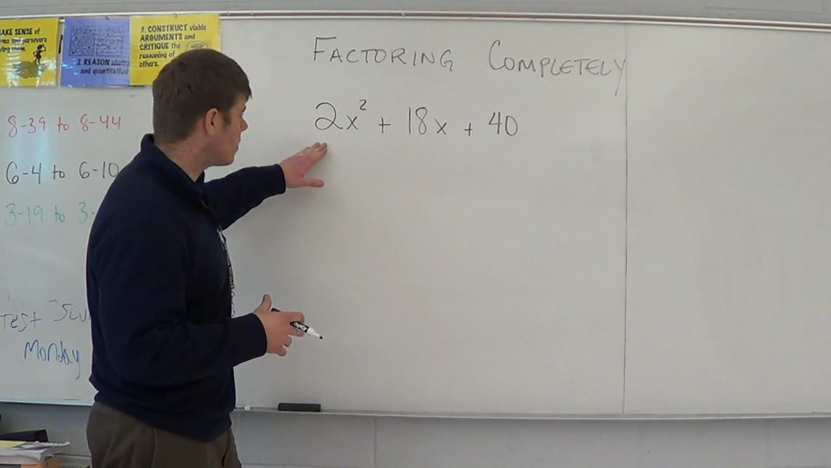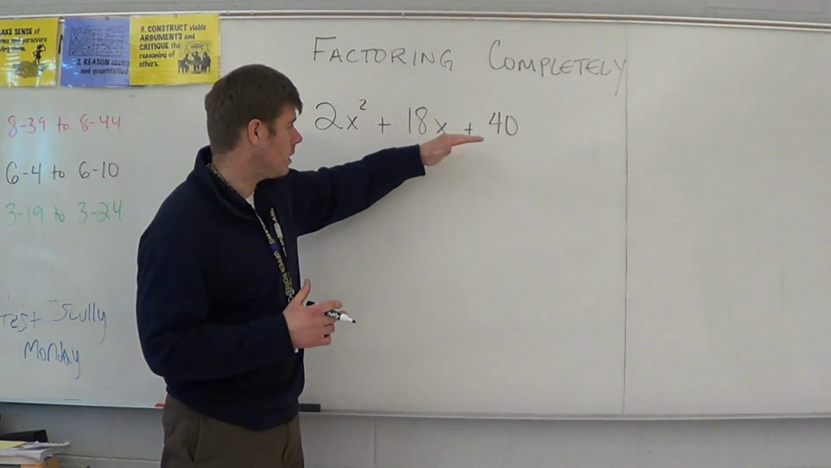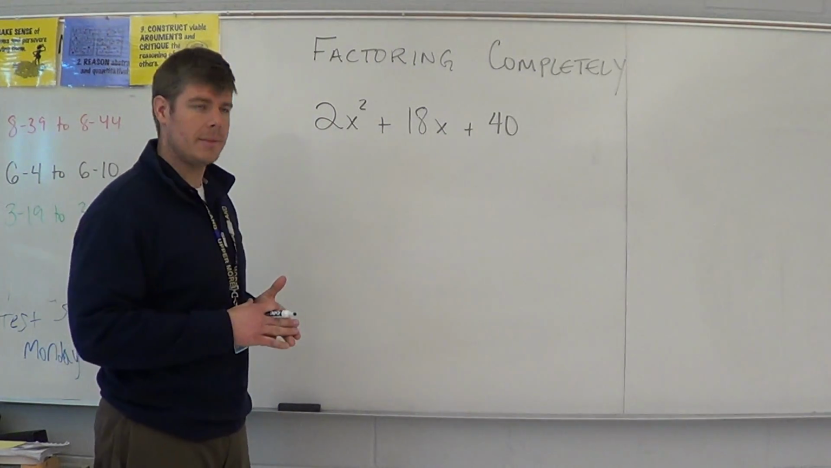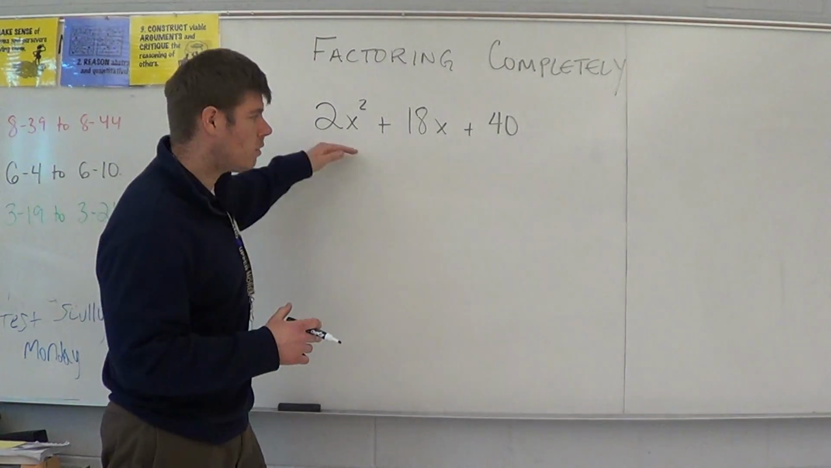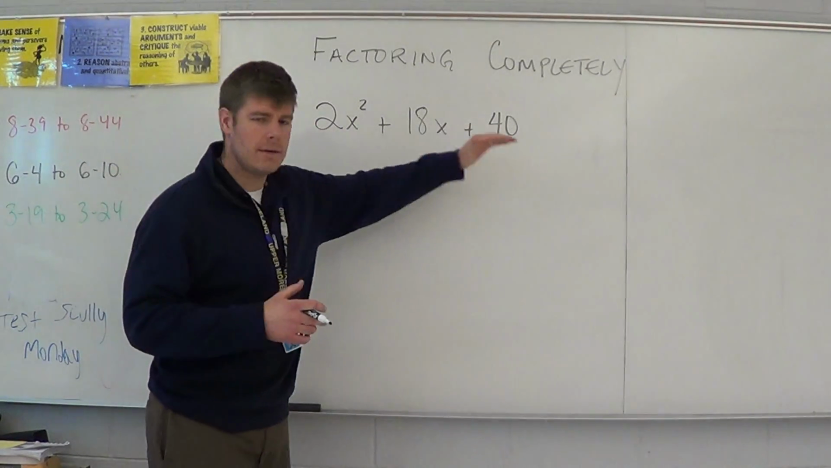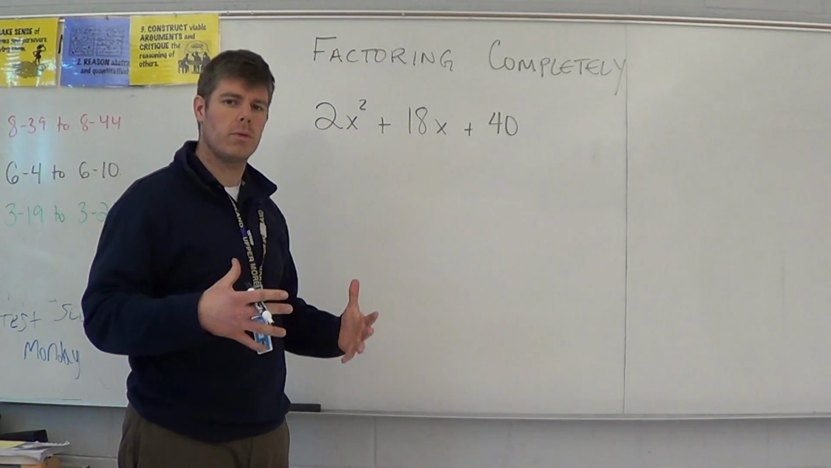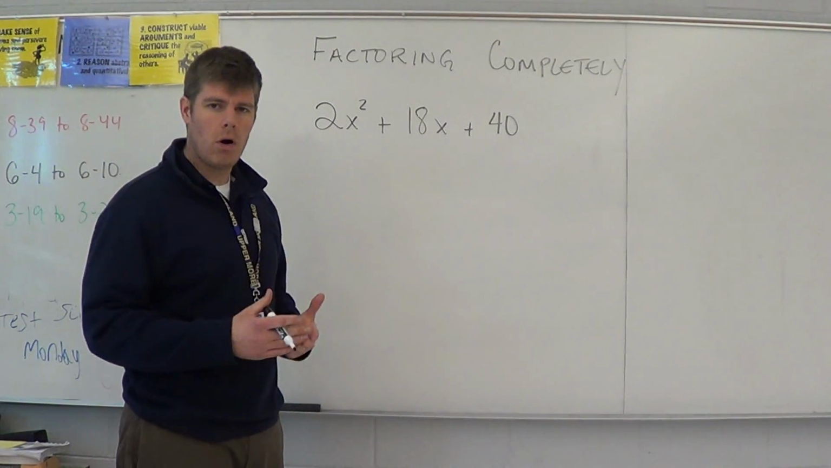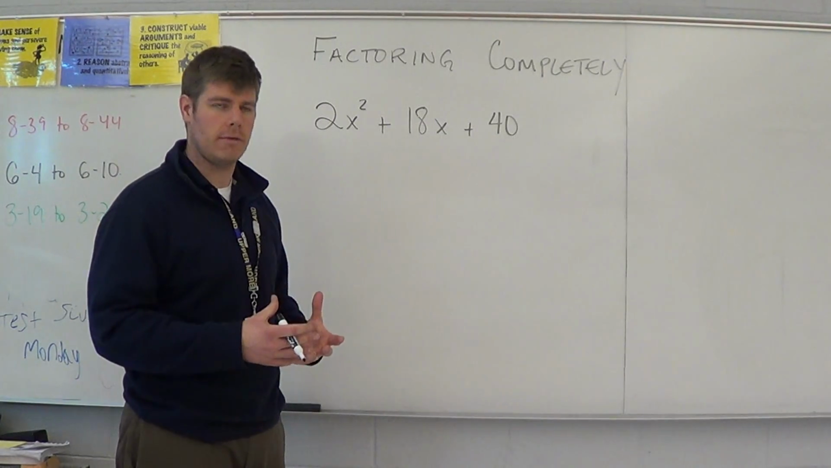So, when I first take a look at this, what I want to notice is I'm going to look at each term individually and go, what do they all share in common? So, I look at 2x squared, I look at 18x, and I look at 40. They all don't share an x in common, so I'm just now going to look at the numbers. 2, 18, and 40. What do they all share in common? Well, it just so happens to be that they're all multiples of 2. Because they're all multiples of 2, that means that that is a common factor between all of them.